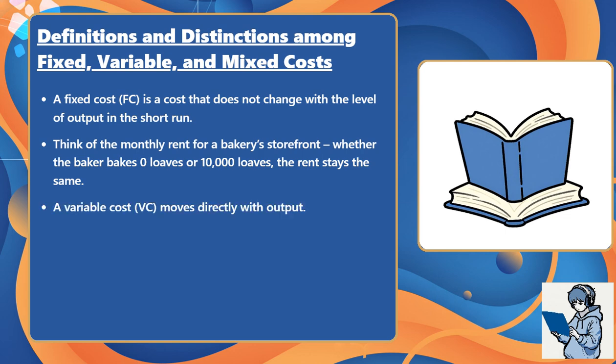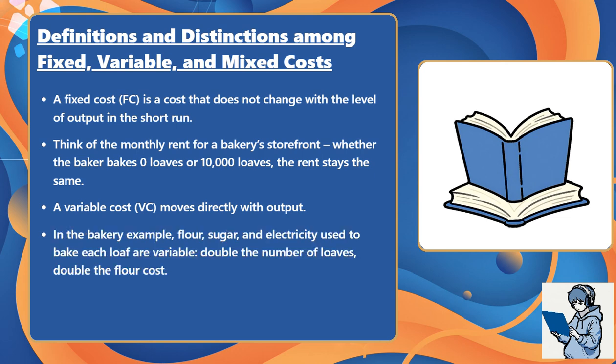A variable cost, abbreviated VC, moves directly with output. In the bakery example, flour, sugar, and electricity used to bake each loaf are variable. Double the number of loaves, double the flour cost.